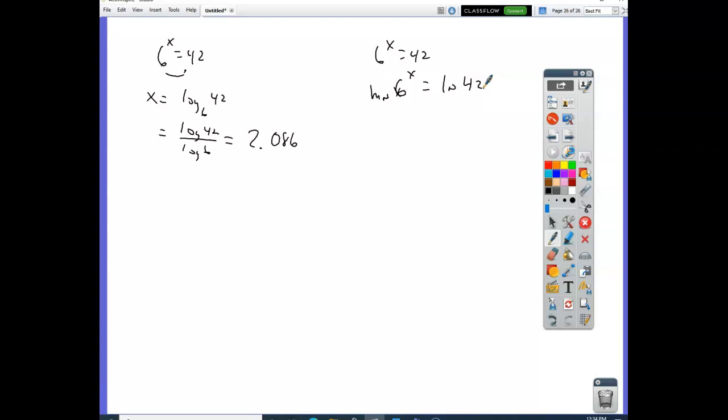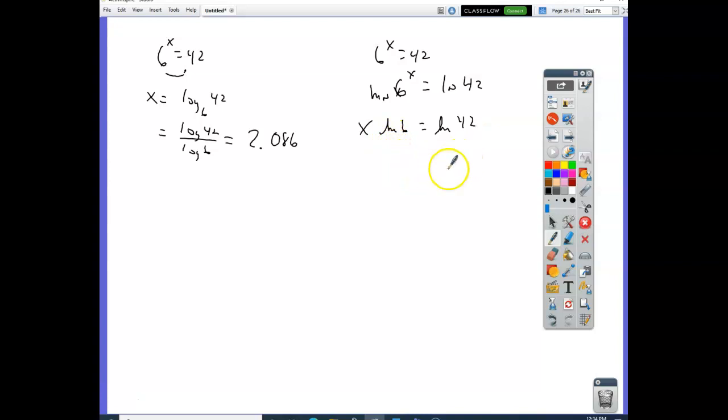How do you get the x out of there? Do I move it to the front? Yeah. Now I want to solve for x. What do I do?